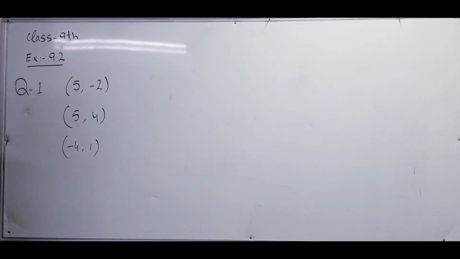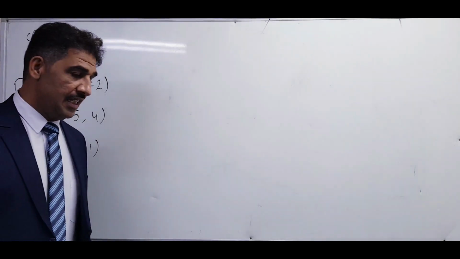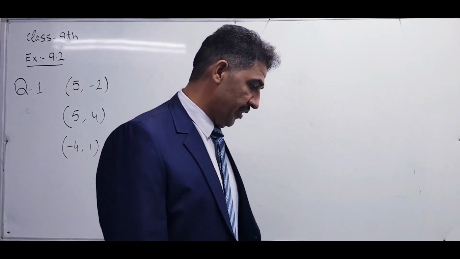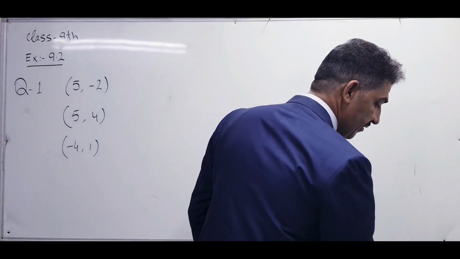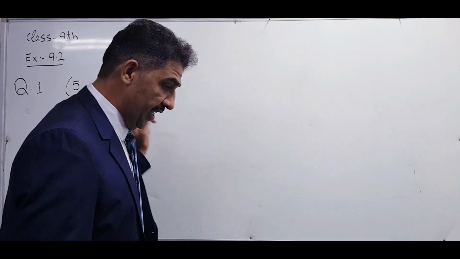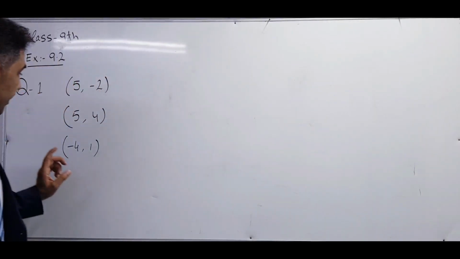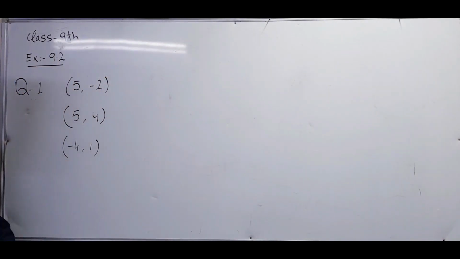Today we are starting exercise 9.2. Question number 1. Three vertices are given, and according to the statement of the question, we have to show whether these points are the vertices of an equilateral triangle or an isosceles triangle.